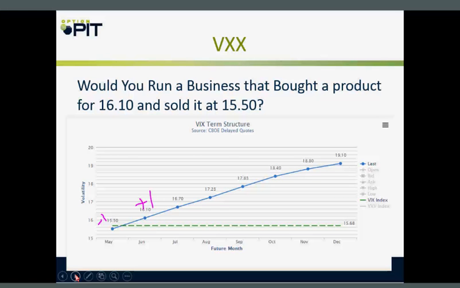So here's the problem. Would you run a business where you bought a product for $16.10 and sold it at $15.50?